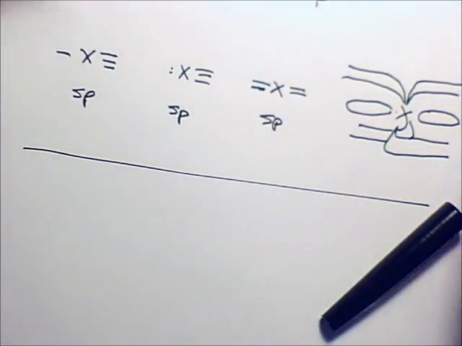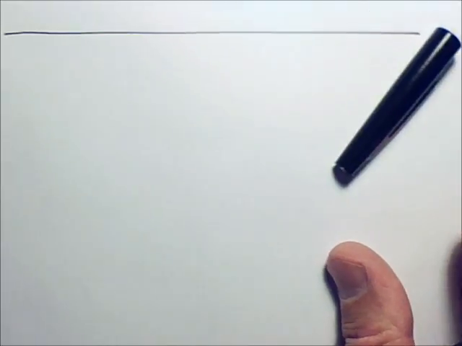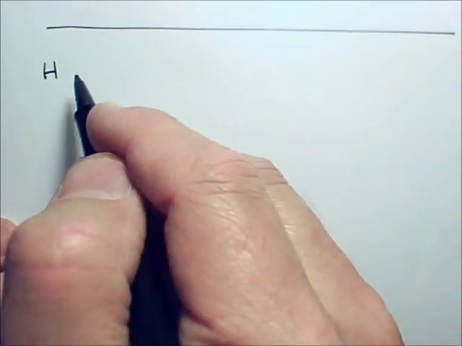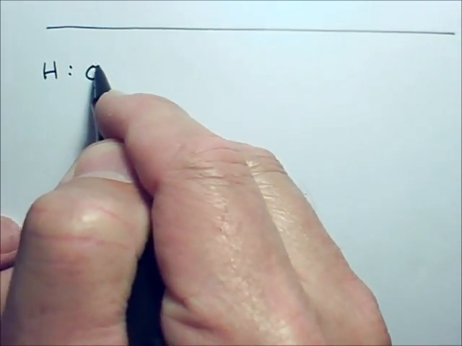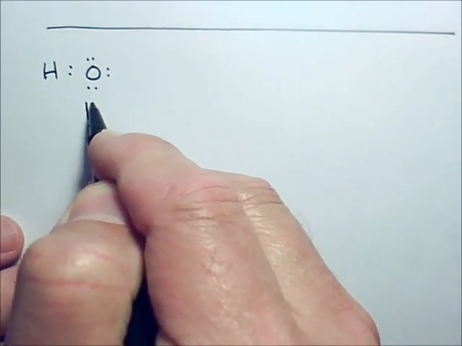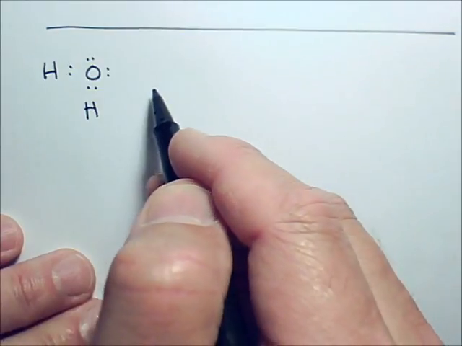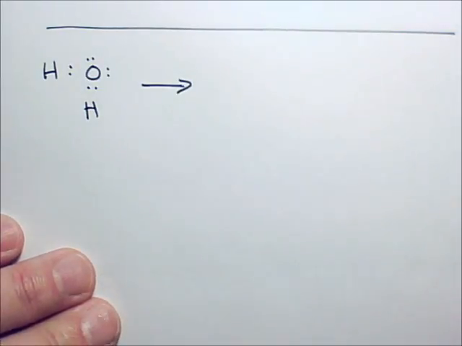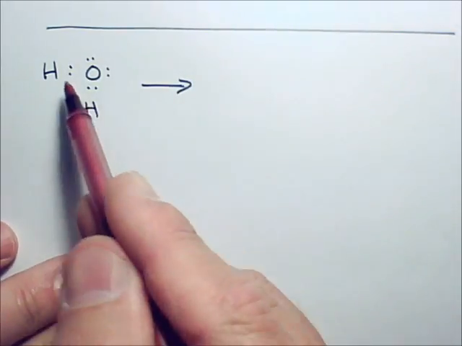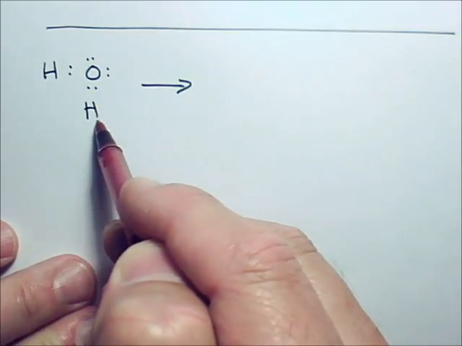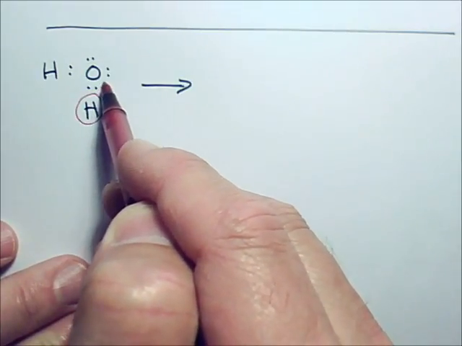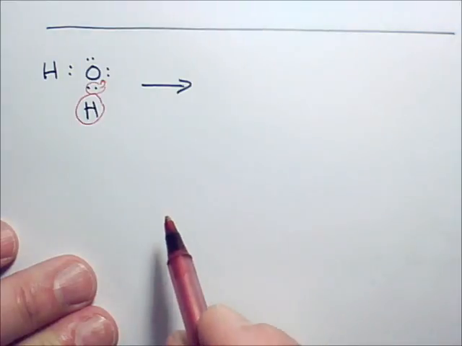What's the next question? Autoionization of water. You know this is on page 2 of the handout, right? Okay. So what's happening in autoionization is one of these hydrogens, doesn't matter which one, is going to leave, and it's going to leave behind the electrons. The electrons are going to stay on the oxygen.